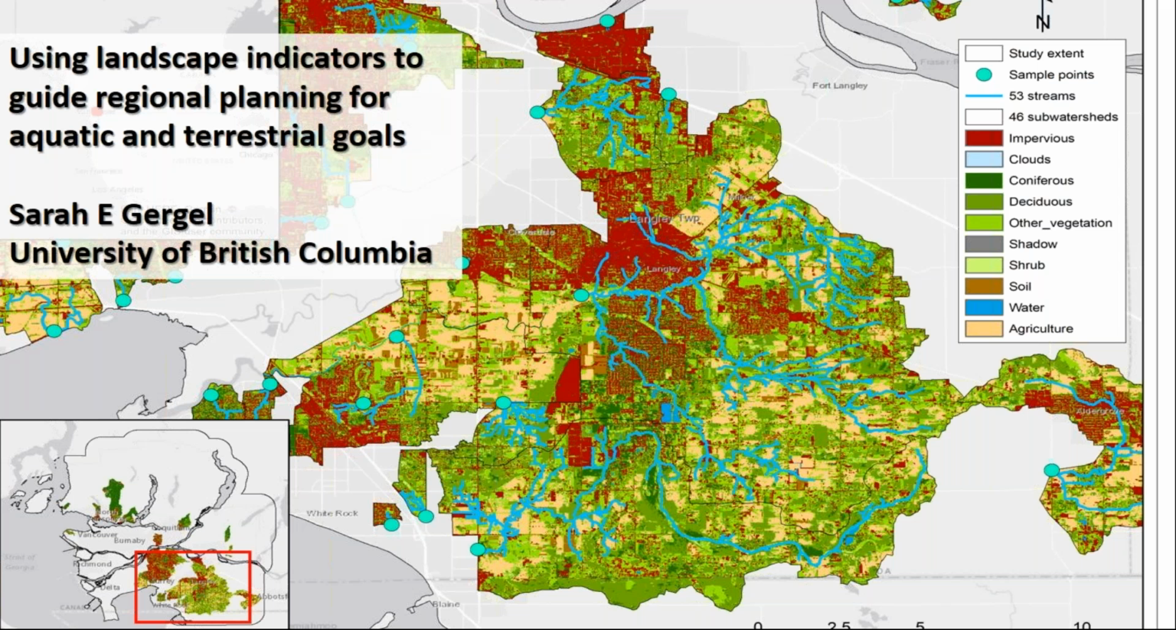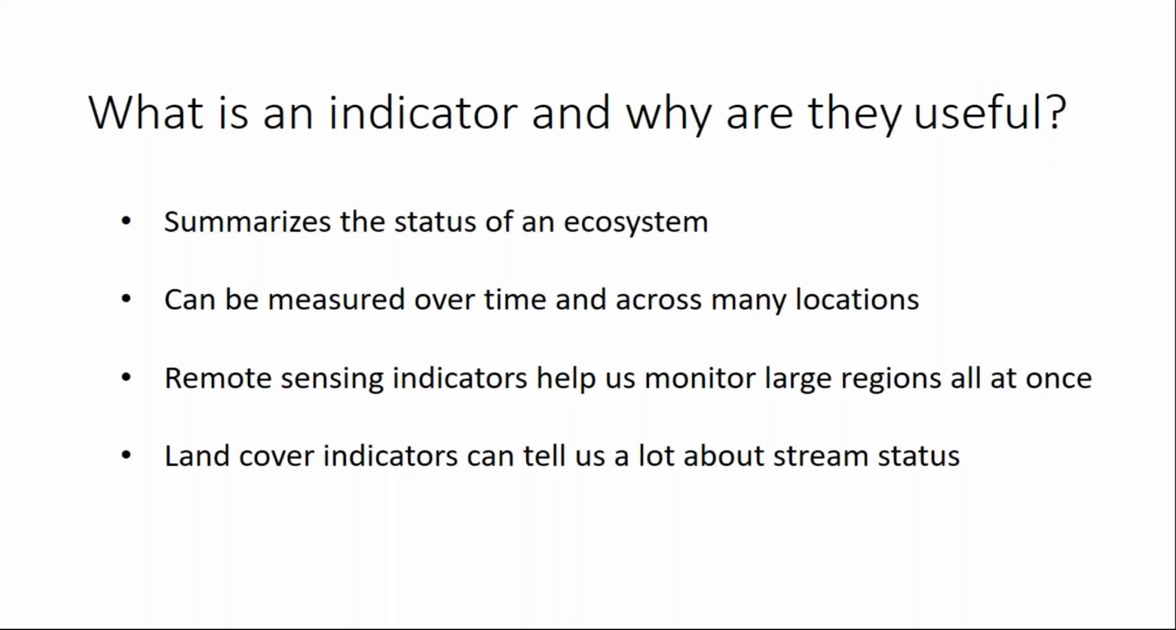It's even more challenging when you try to simultaneously manage for terrestrial as well as aquatic benefits. And so that's what I'm working towards with this work, is coming up with some landscape indicators that help us understand what's happening in terrestrial systems, but also provide some information about what's going on in aquatic ecosystems. So that's the overall purpose of what we're doing.